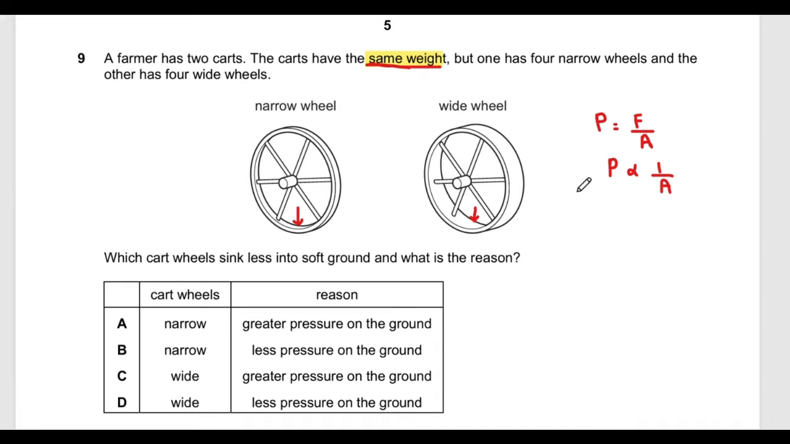Now if we see the wide wheel, the area of contact with the ground is greater. If the area is greater, the pressure would be less. So it will exert less pressure on the ground and will sink less. So the cart wheel which is wide will sink less, and the reason is because of less pressure on the ground. Option D.